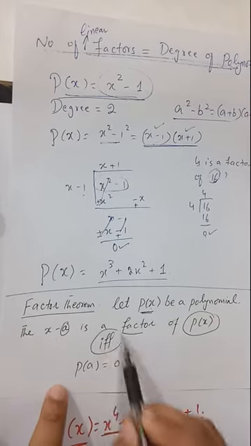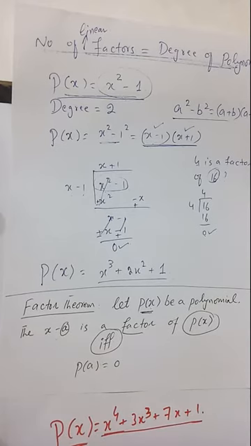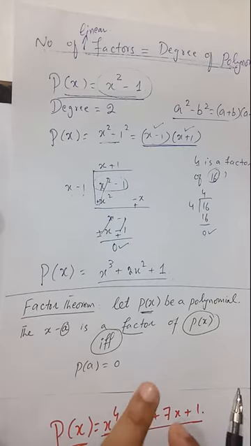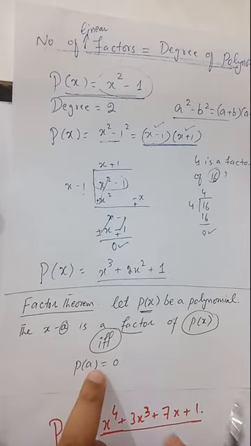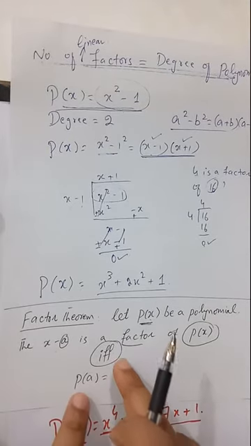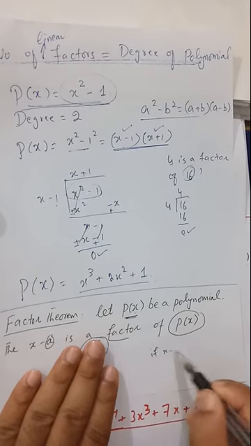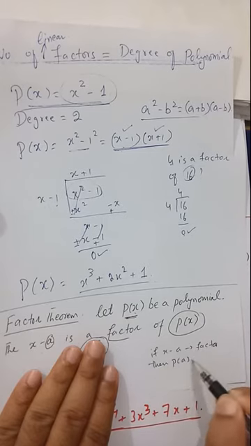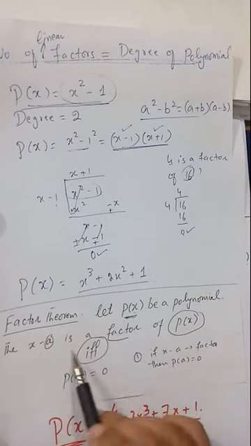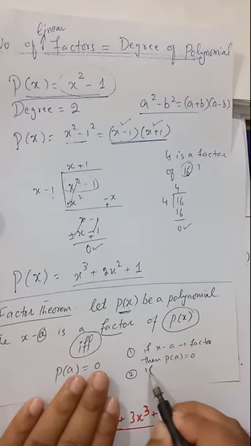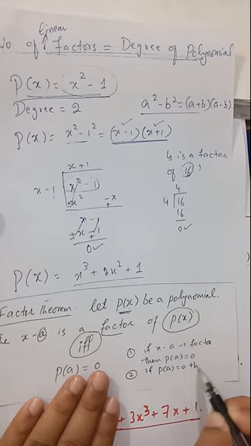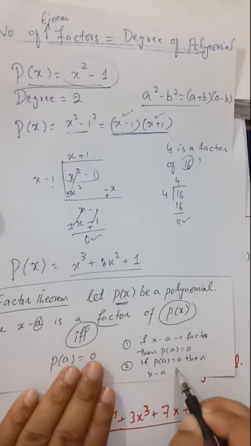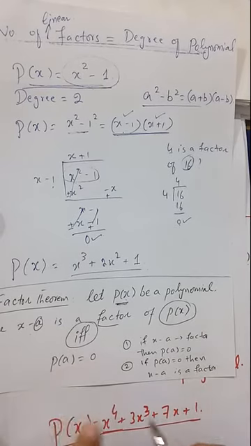What does this if and only if mean? If and only if means this is true from either side. If x minus a is a factor, then p of a must be equal to 0. Or if p of a is equal to 0, then x minus a must be a factor. If and only if means if x minus a is a factor, then p of a must be 0. So this is the direct part of this theorem. The converse part is if p of a is equal to 0, then x minus a is a factor. So you see that this is true from either side.